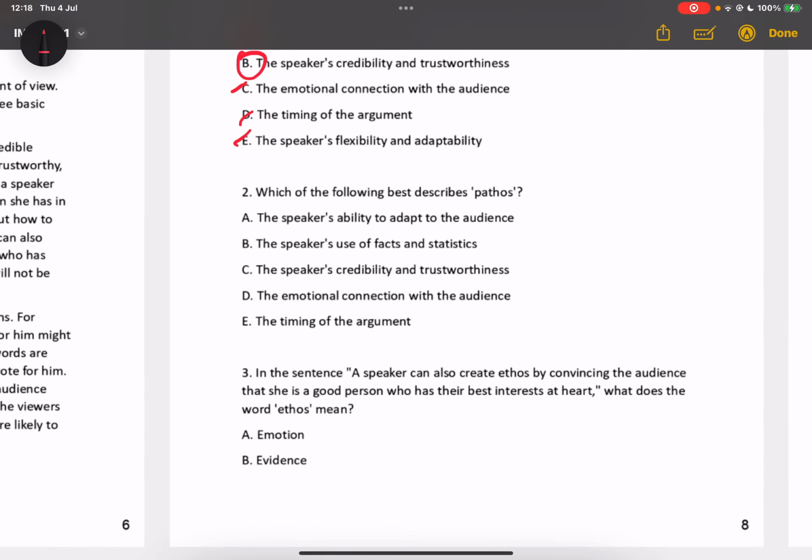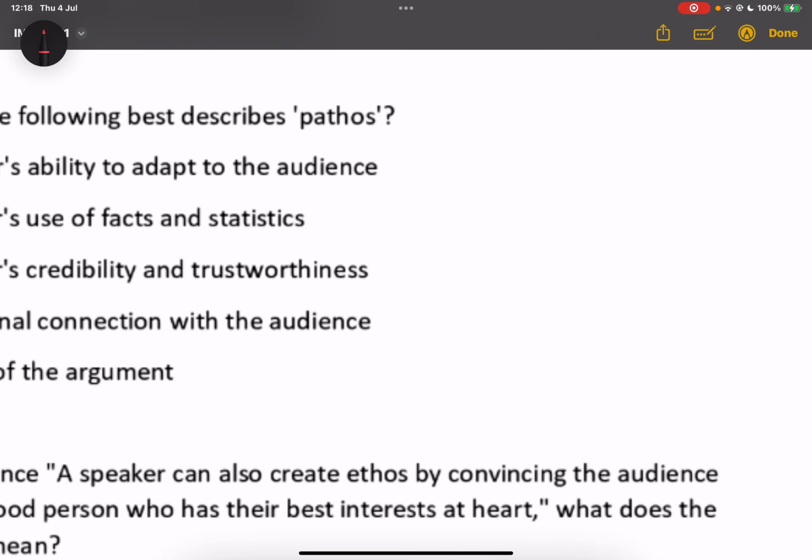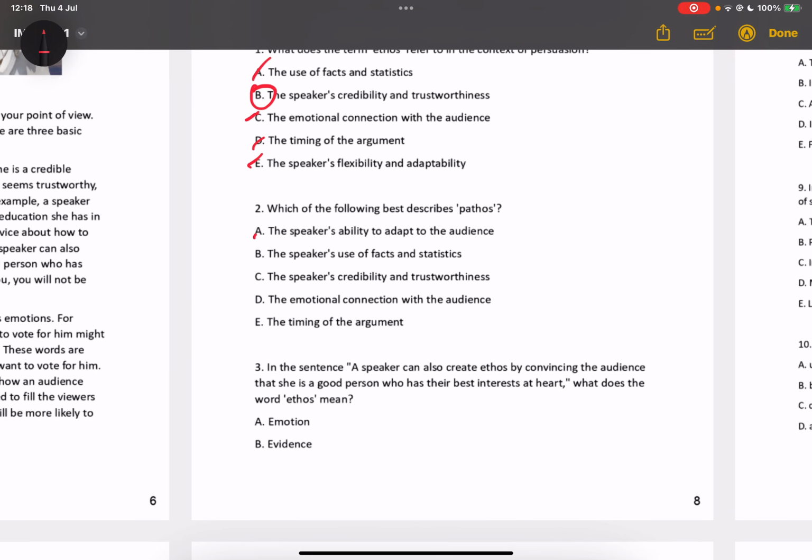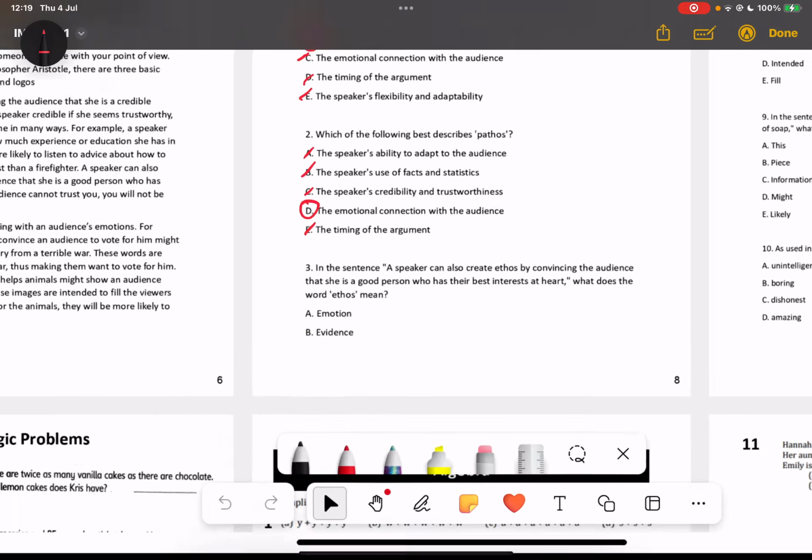Alright, 2. Which of the following best describes pathos? So A, the speaker's ability to adapt to the audience. No. B, the speaker's use of facts and statistics. No, that was logos. C, the speaker's credibility and trustworthiness. Well, that was ethos. D, the emotional connection with the audience. Yeah. And E, the timing, which is kairos. No. So 2 is D.